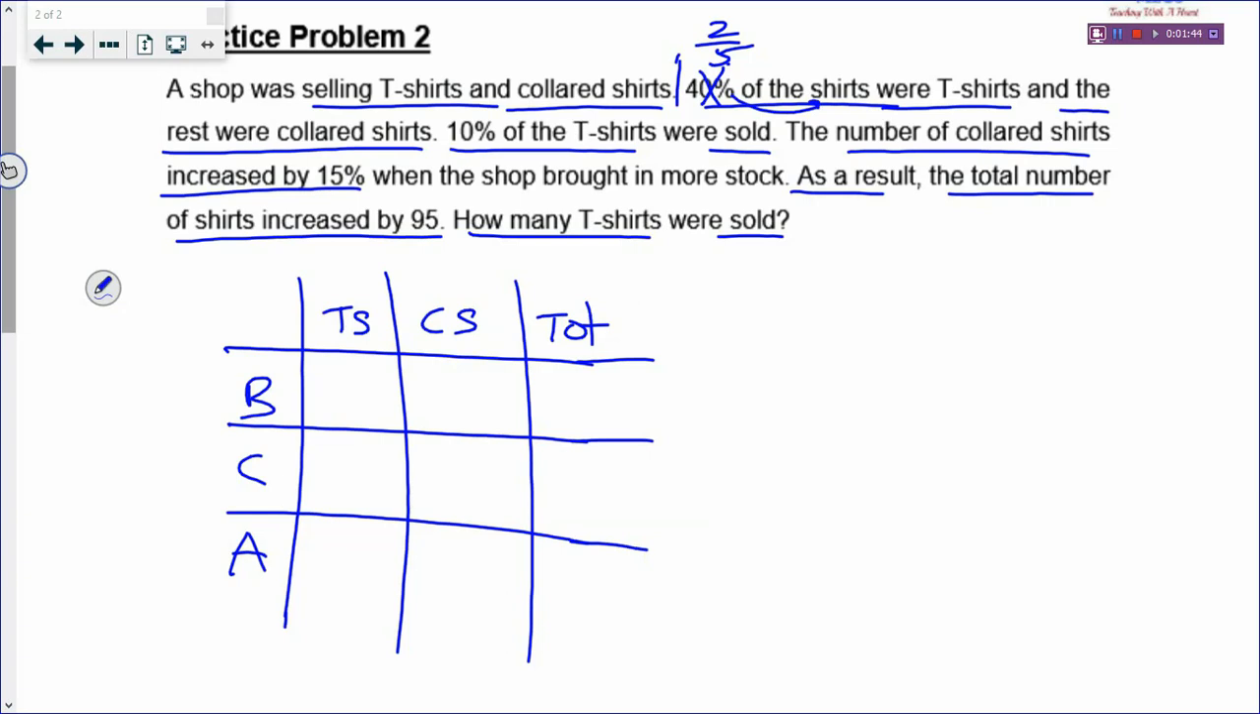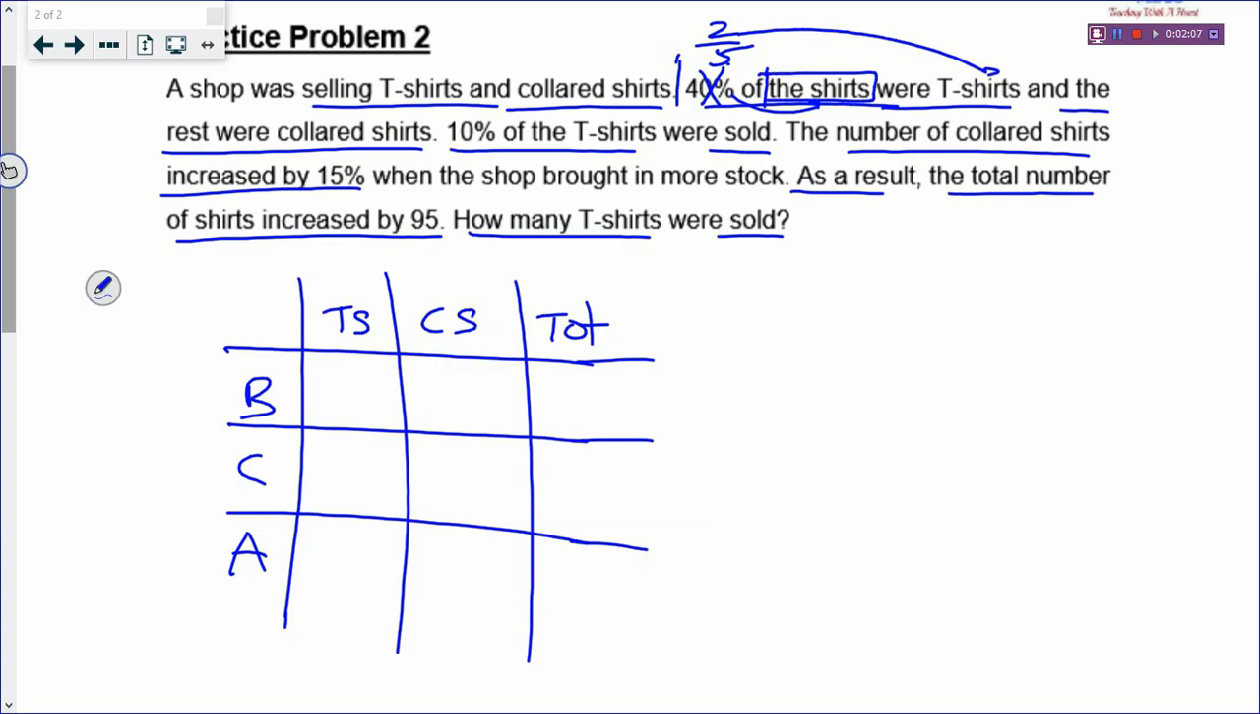And how many parts are t-shirts? 2 boxes are t-shirts. So when you draw your model, you draw a rectangle, which is all the shirts, and that is 5 boxes, and 2 boxes are t-shirts. So that's how you recognize the fraction, how you break out the fraction. And you do the same thing when you fill in the boxes.